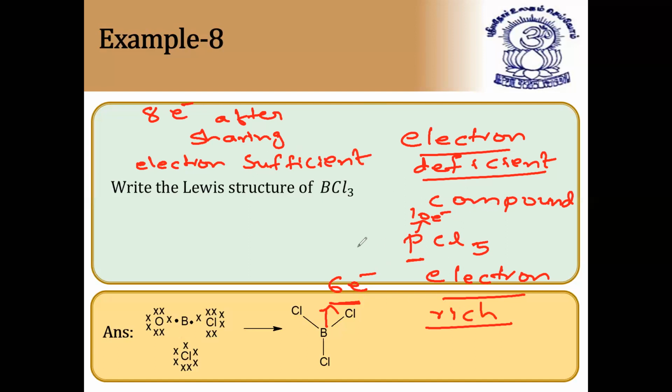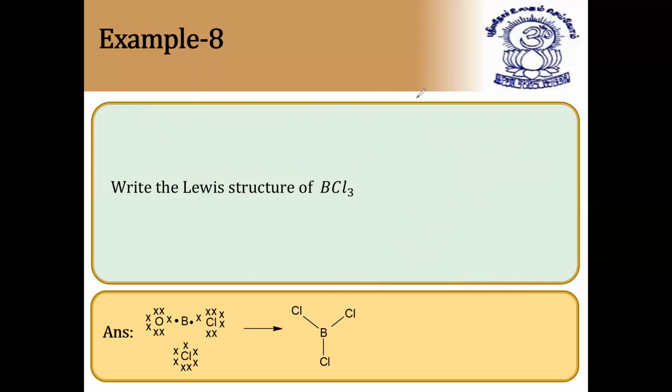What are electron rich compounds? After sharing, if a particular atom is getting more than 8 electrons, they are called electron rich. After sharing, if they are getting less than 8 electrons, like boron getting only 6 electrons, they are called electron deficient compounds. And after sharing, if they are getting 8 electrons, like in almost all the cases, they are called electron sufficient compounds. This topic anyway we'll discuss in the coming sessions. It was just an introduction, so that's why I have given it.